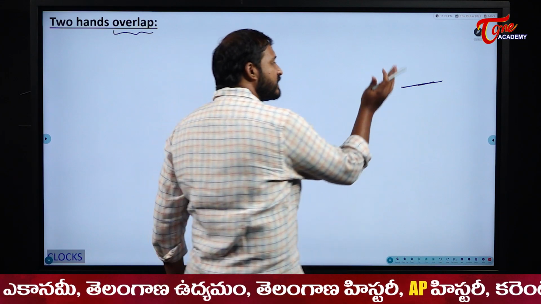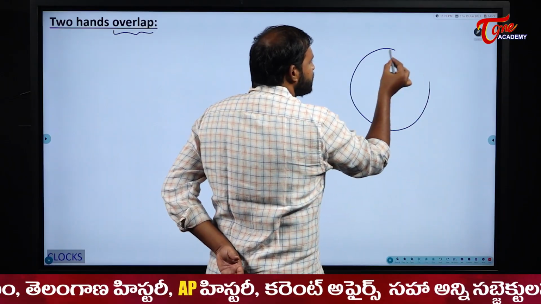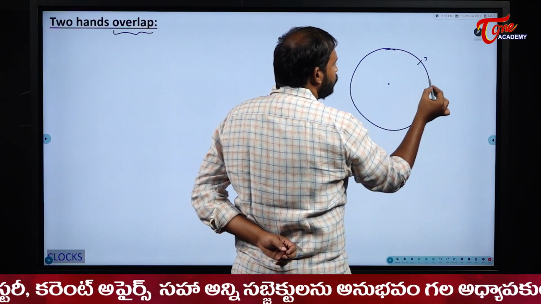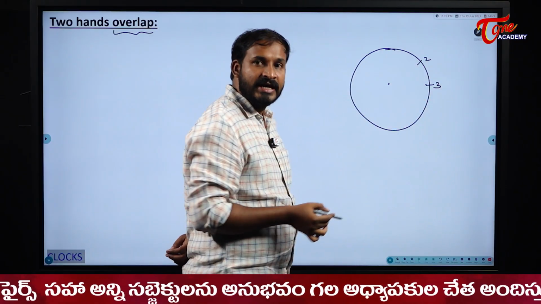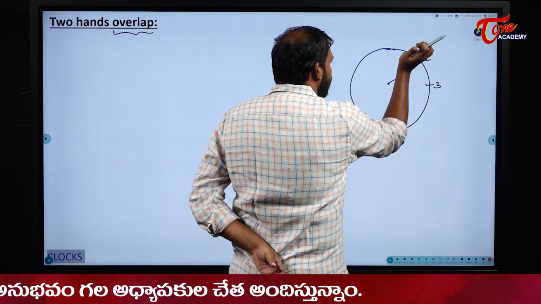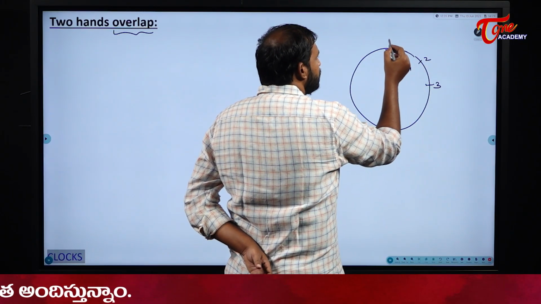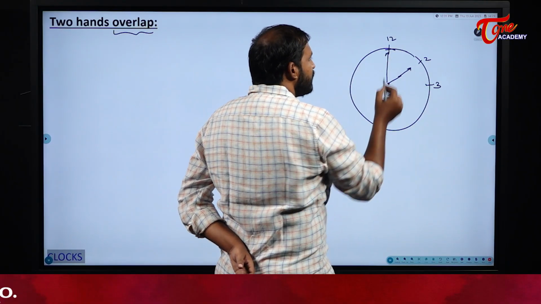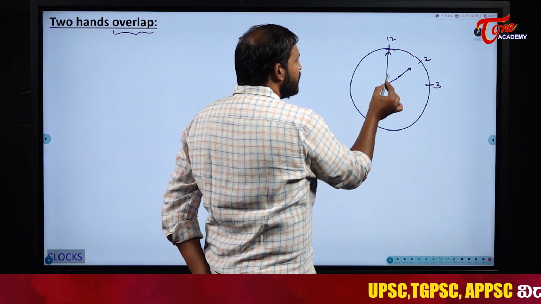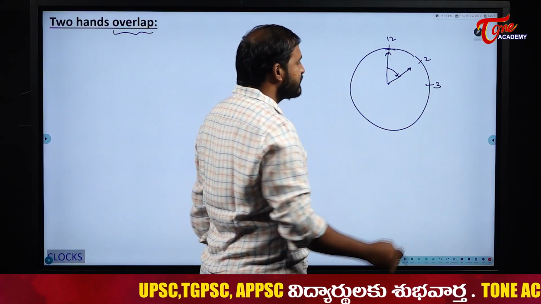When this phenomenon occurs, tell me, by our general observation. See here, for example, if the time is passing from 2 to 3, initially my hour hand will be on 2. My minute hand will be on 12 and my hour hand will be at 2. So slowly, when the time passes, my minute hand will approach this hour hand.